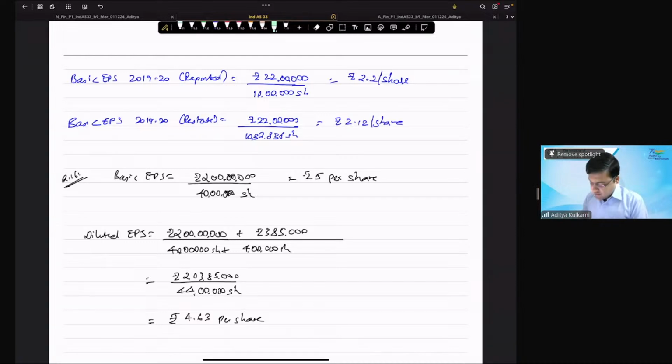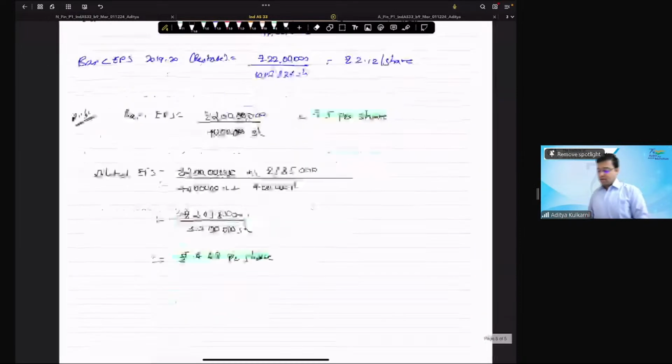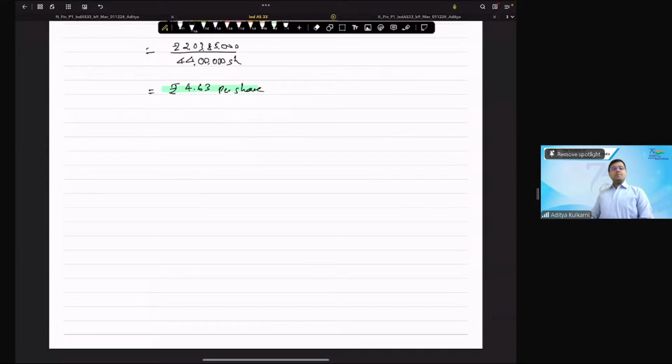Acha, the moment you calculate, you will compare this with this. Is there a reduction in EPS? Yes, sir. 5 to 4.63. It has gone from 5 to 4.63. So there is a reduction in EPS. So therefore, this can be the reported diluted EPS. Are we okay with this? Yes, sir. All right. So now let us move on to the next one.